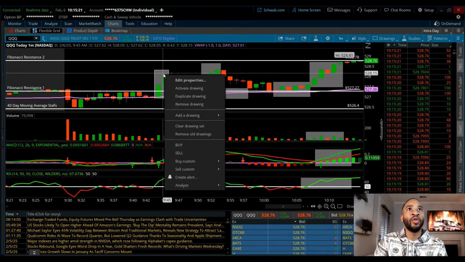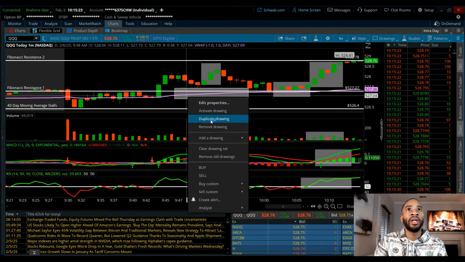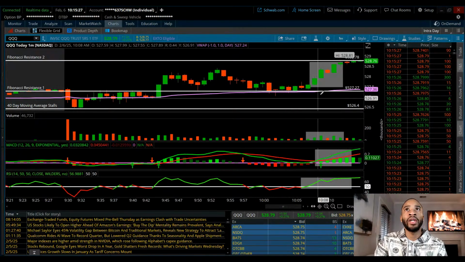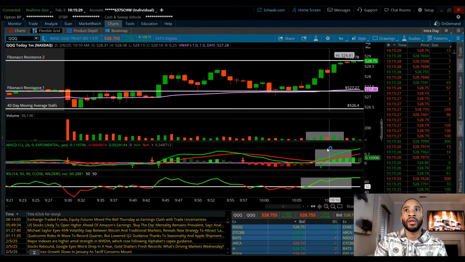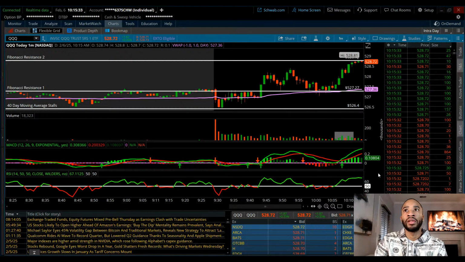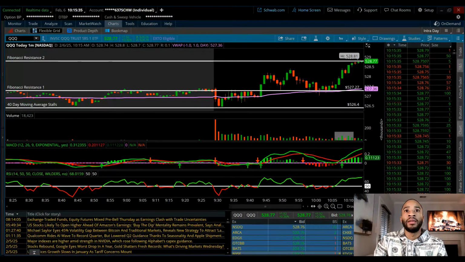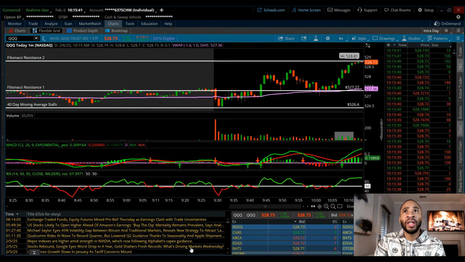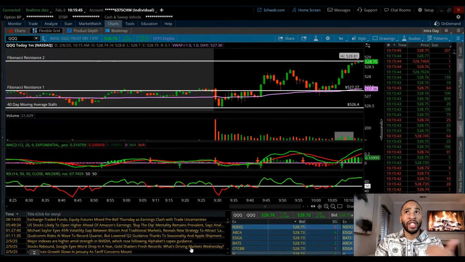All right, so let me remove these price zones really quick. All right, family. So yeah, we're still trending higher. The move is still looking pretty good towards the upside. We may have another possible retracement back down to that 528 price zone.